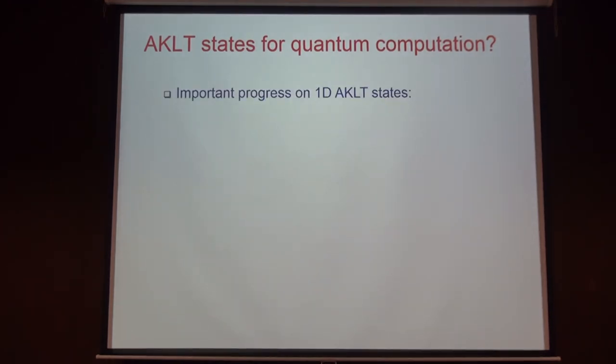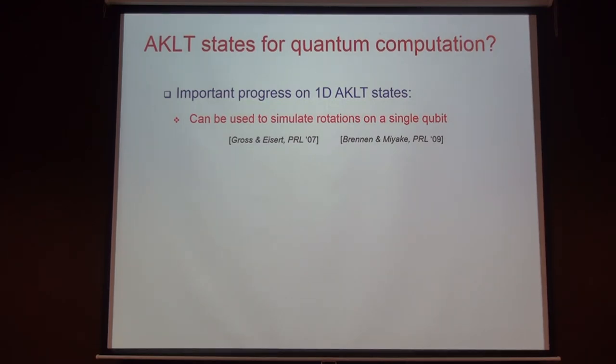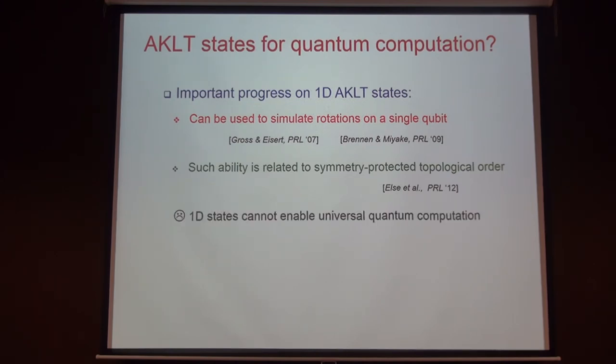Okay, so why do we think that the AKLT state is useful for quantum computation? Well, the evidence comes from one dimension. There have been some works that demonstrate that the 1D AKLT state can be used to simulate rotation of a single qubit. And also later it was realized that this might be related to, for example, the Z2 cross Z2 symmetry protected topological order, particularly in the Haldane phase. But in that scenario, so far what we have found is that you can only have protected identity gates, but you cannot yet achieve arbitrary gates. But that's a different issue. I won't say too much on that.